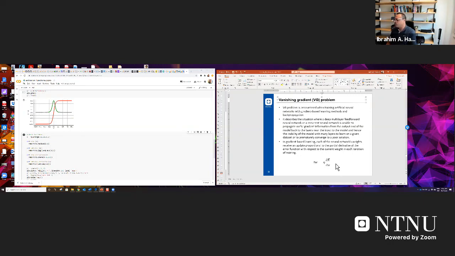If partial E by partial omega is very, very small, but also imagine that it's a chain rule. We find partial E by partial Y multiplied by partial Y by partial net multiplied by partial net by partial omega. So we have lots of multiplications, and we will repeat this several times, one time for each layer.